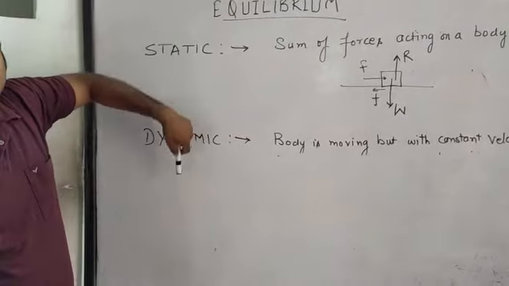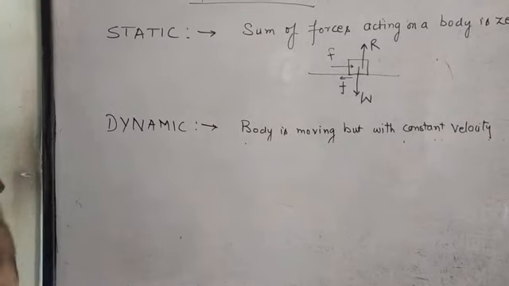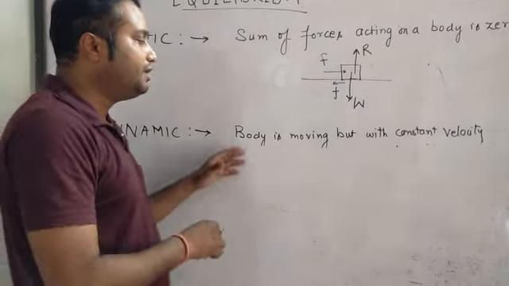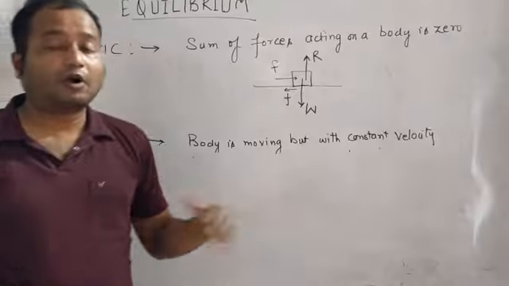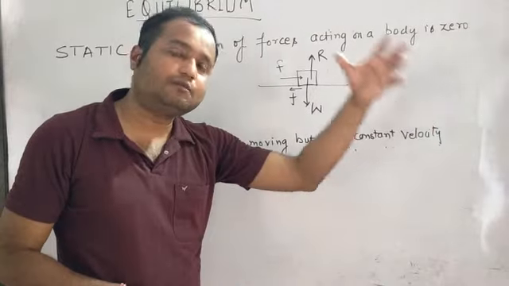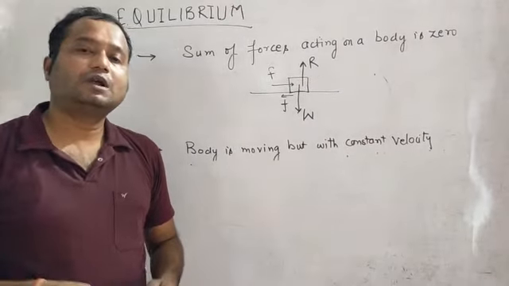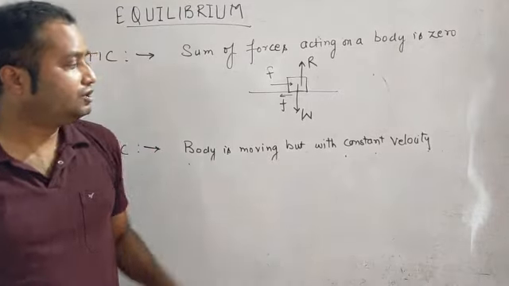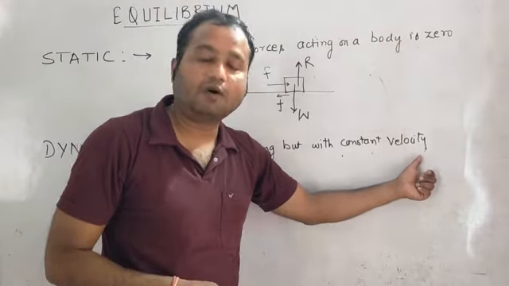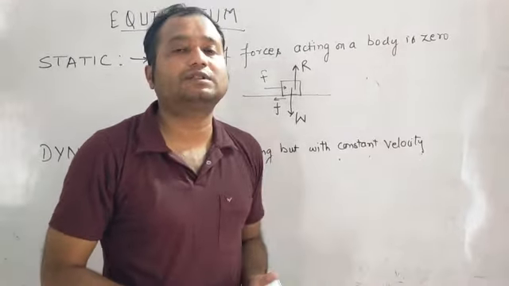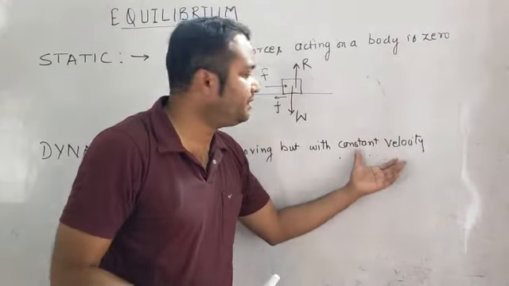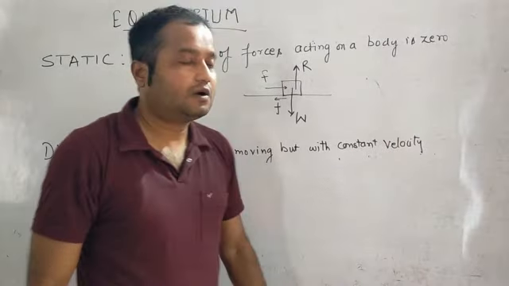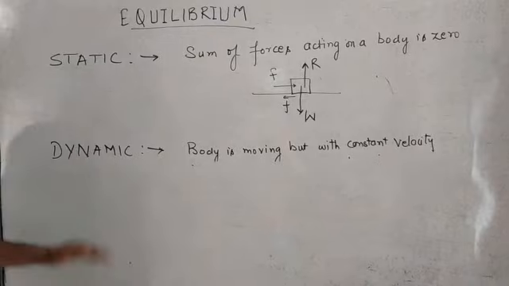The second type of equilibrium is called dynamic equilibrium. Over here, if a body is moving, the body can move in a translatory motion or a rotatory motion, but it does not change its speed or velocity. In other words, the external parameters, the speed of the body, is the same. We say the body is in dynamic equilibrium.